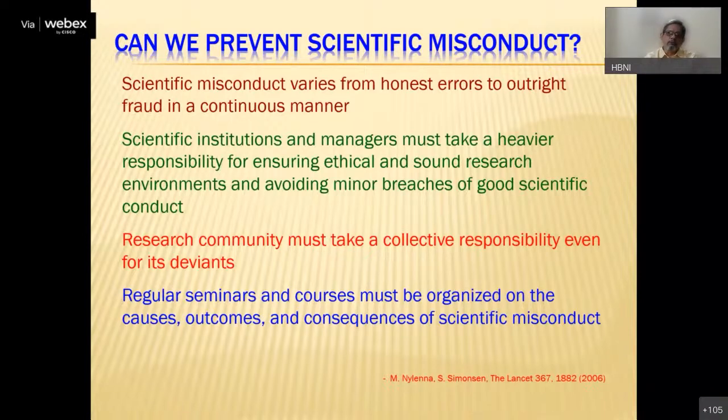The research community as a whole must take a collective responsibility because it is happening within the system itself. If you look at the whole research community as one big entity, it is happening within the system itself. So the whole research community in principle has to take collective responsibility. Then again, regular seminars and courses, probably like one of these, must be organized on the causes of scientific misconduct, what are the outcomes, and what are the consequences of scientific misconduct.